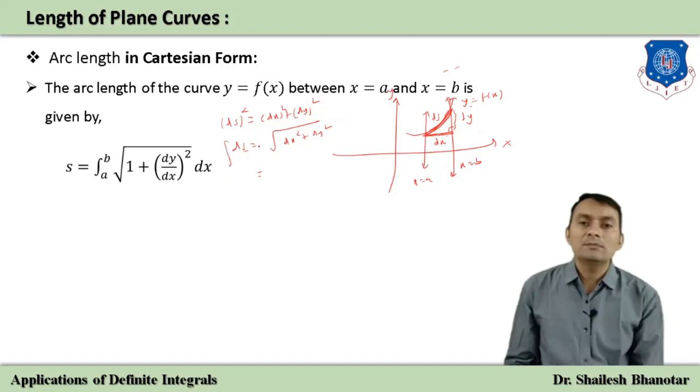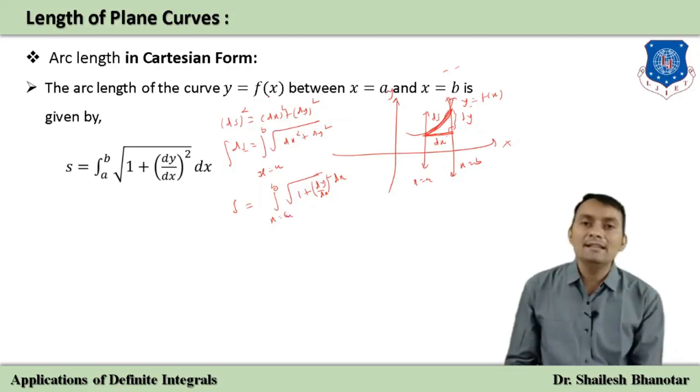When I integrate on both sides, I am interested from x is equal to a to x is equal to b, so s is equal to the integration from a to b, taking dx common, of the square root of 1 plus (dy by dx) raised to power 2. And this is exactly our formula. When we consider the arc length of y is equal to f of x between x is equal to a and x is equal to b, we use this formula.